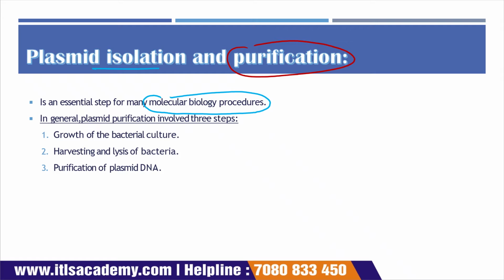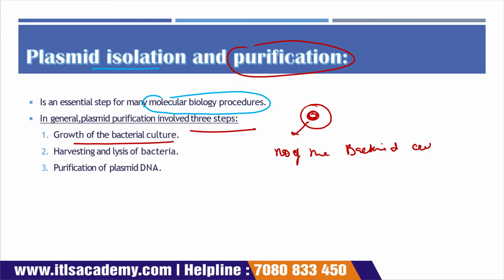Basically, the isolation and purification of the plasmid are generally completed in three steps. The first one is the growth of the bacterial cell. Suppose we have a bacteria. Now we grow this bacteria. Grow means that the number of bacterial cells increases.